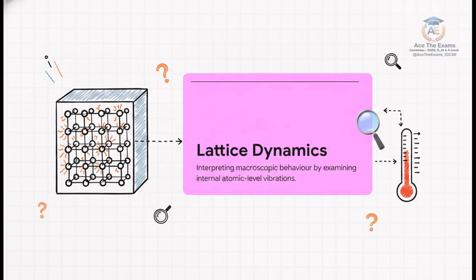Elementary lattice dynamics is really all about interpreting the macroscopic behavior of a solid, the big stuff, by examining its internal atomic level vibrations. And this brilliantly illustrates a fundamental rule of physics. What we see happening on the outside, like a chunk of metal rapidly heating up, is entirely dictated by what the atoms are doing on the inside.